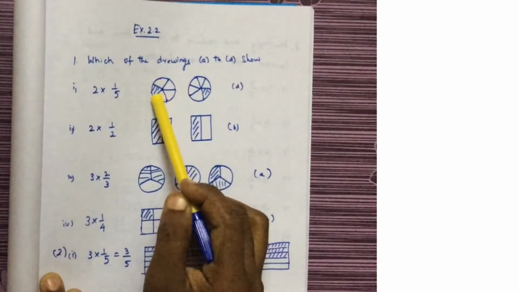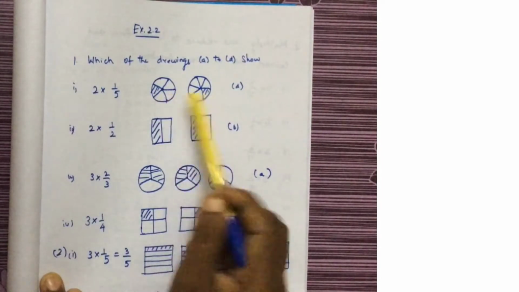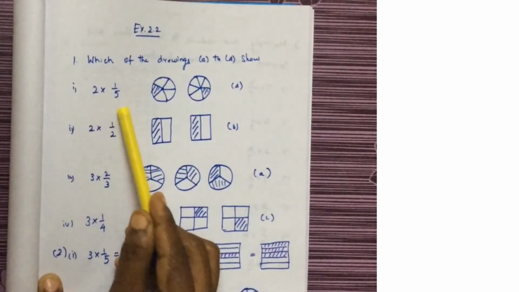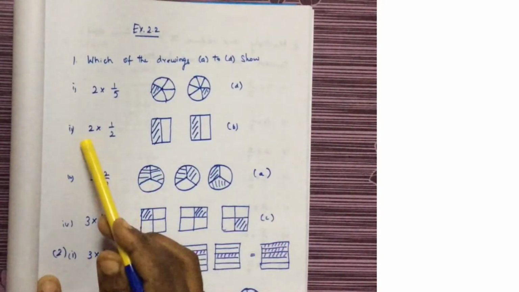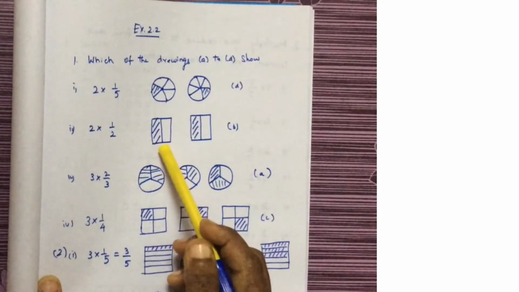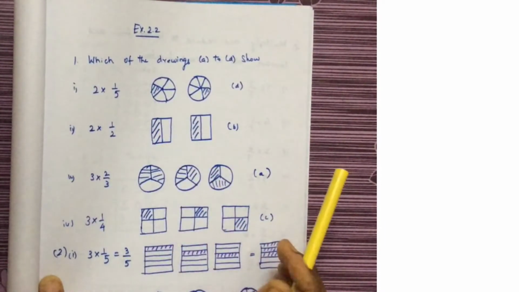Totally there are 5 parts. One part is shaded and it is 2. So 1 by 5 plus 1 by 5 will be this 2 multiplied by 1 by 5, which is 2 by 5. The next is 1 by 2. Here there are 2 parts. Out of this, 1 is shaded. So this is 2 multiplied by 1 by 2.